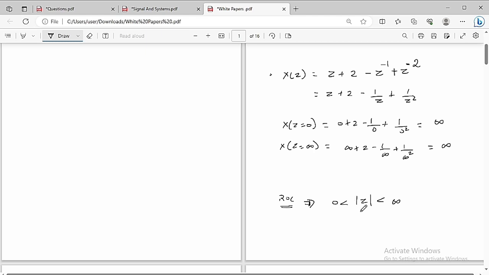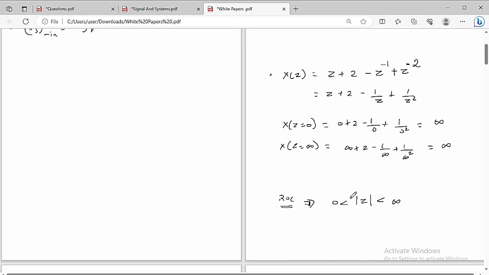Now we can say what the ROC is. The ROC is nothing but everything except 0 as well as infinity; for the remaining values of z, we are going to get a finite value. So what is the meaning of ROC? If you substitute those values of z in X(z) and you get a finite value, that is called an ROC. But if you get infinity, that is not at all an ROC. The ROC is everything except 0 as well as infinity. So what is the ROC for the signal?